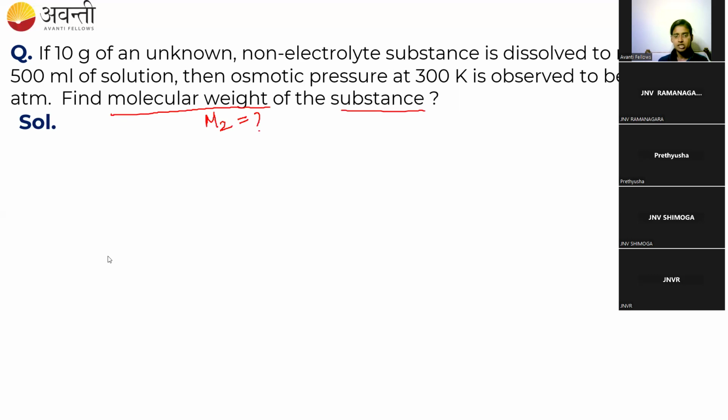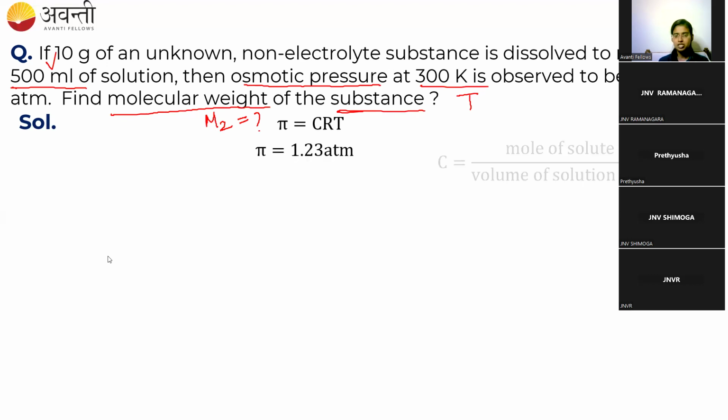It is the substance, which is nothing but the solute, so it is M2. From the osmotic pressure concept, obviously we have to use the formula pi equals CRT. What other information is given in the question? We have volume in milliliter, temperature in Kelvin, and the osmotic pressure value, pi, is also given. So pi is equal to 1.23 atmospheric pressure, and concentration is nothing but number of moles by volume of solution in liter.